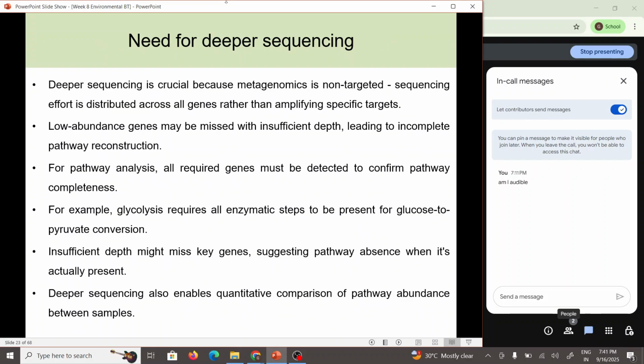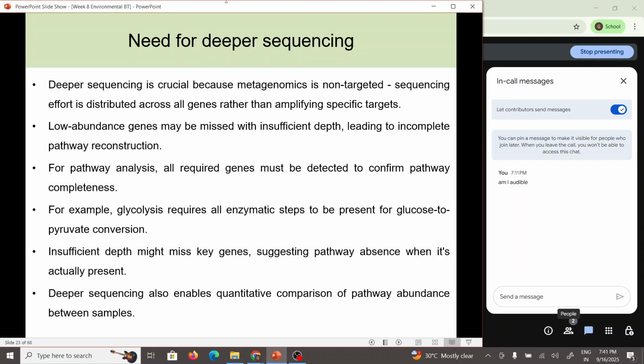And in one of the slides we saw about deeper sequencing. In case of using shotguns, we need to do deeper sequencing to avoid biases, like leaving out some of the organisms' DNA that is present in the genetic soup. Deeper sequencing is crucial because metagenomics is non-targeted, whereas amplicon sequencing is a targeted approach. Metagenomics is a non-targeted approach, and hence sequencing effort is distributed across all genes rather than amplifying specific targets.